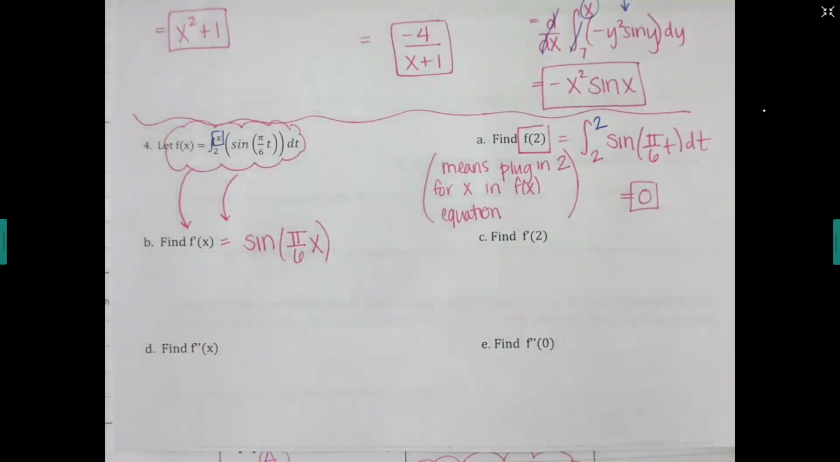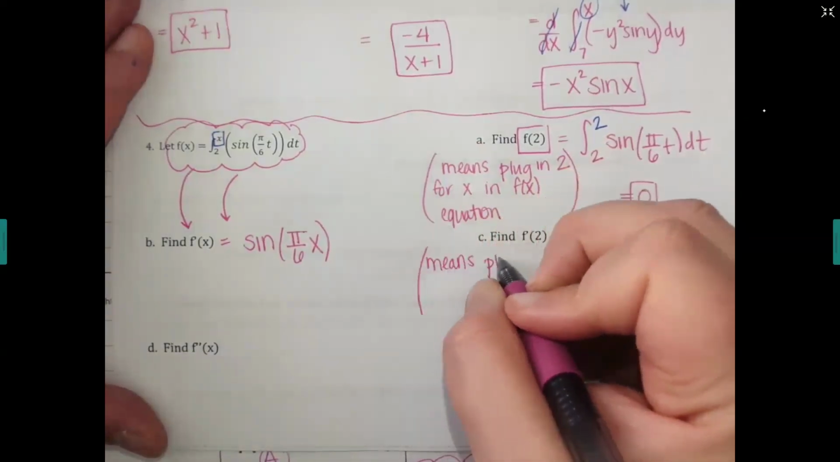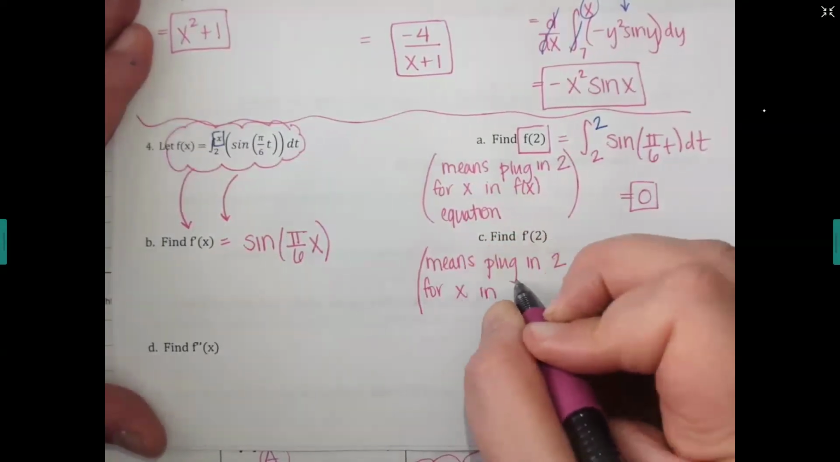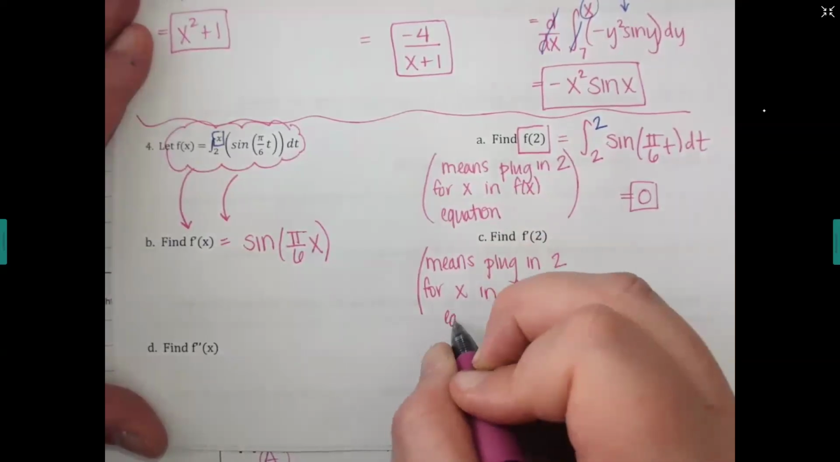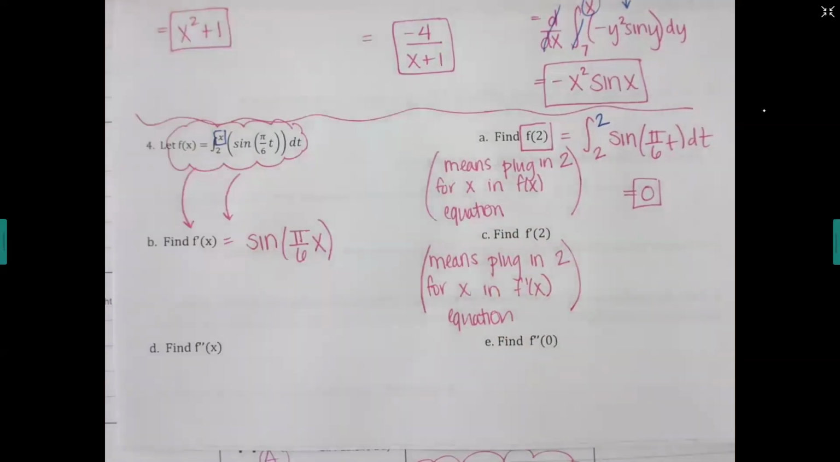Okay, then from there, I'm asked to find f prime of 2. What does this mean that I should do? It means I should plug in 2 for x in what equation? Instead of f, now I'm going to plug in 2 into f prime. So this means plug in the 2 for x in the f prime of x equation, which you just found. Okay, so my f prime of x equation is this. So where I see that x, I'm going to plug in a 2 to that spot.